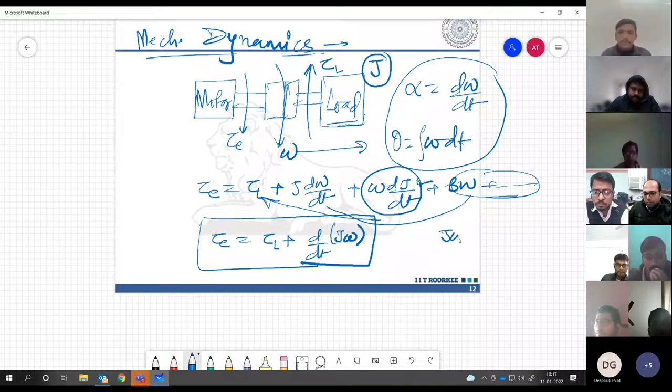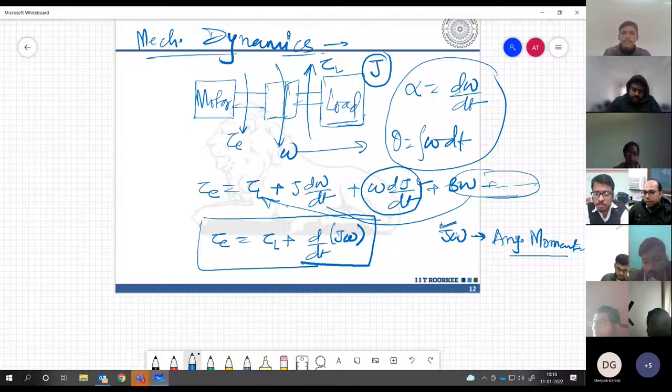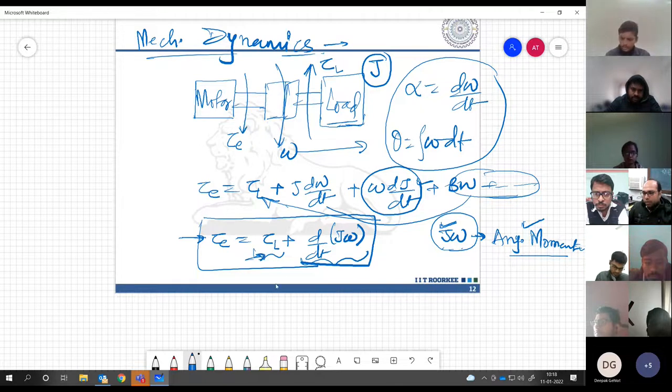What is J omega? How is it defined? Angular momentum. Yes. Some physics you also need to revise now. This is basically your angular momentum. Angular momentum is not just mass or inertia, or just the speed. It is the product of both, which means any change in either quantity or both would change the angular momentum. So whatever torque is applied from the motor is distributed in two components. One counters the load torque, balancing it, and the other is involved in the change in angular momentum. That change could be positive or negative. Understand the point?